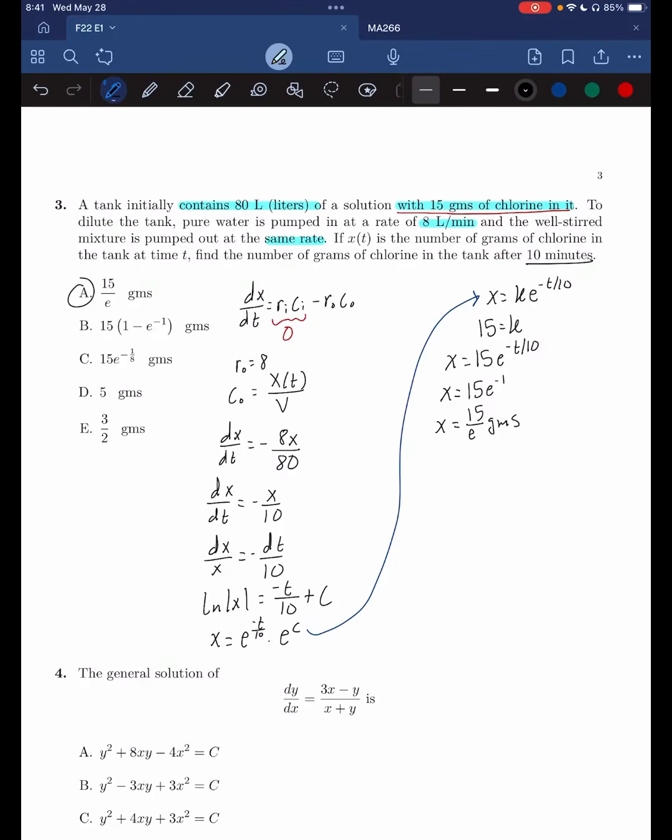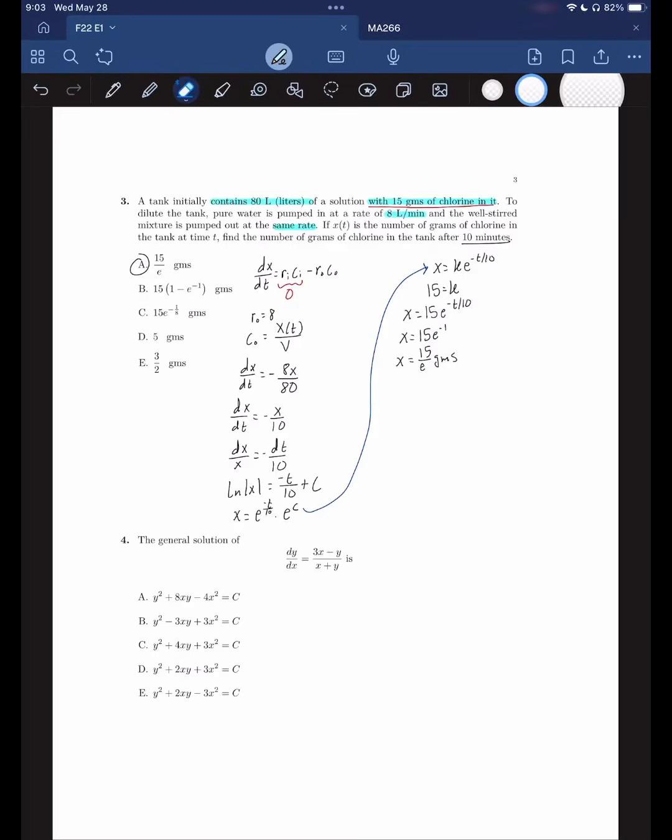I would definitely take time to be familiarized with these kinds of questions. I would recommend doing a kind of question such that this rate in times concentration in doesn't go to 0, because a lot of the time it actually won't go to 0. And you will most probably see this on exam 1.